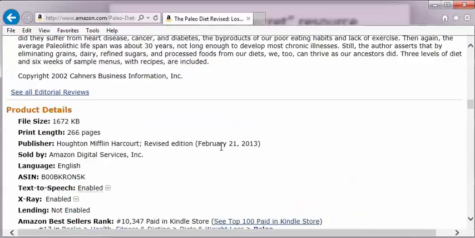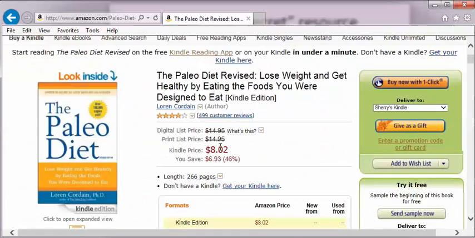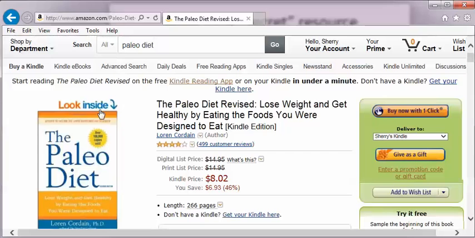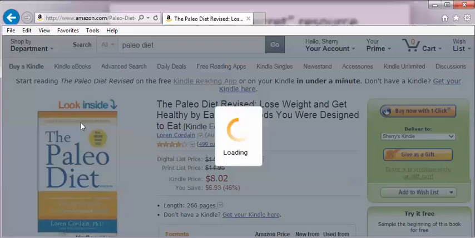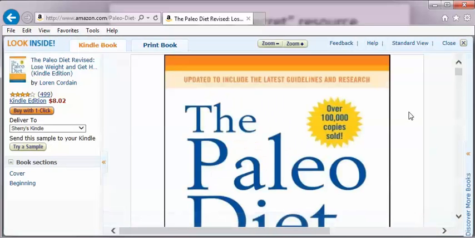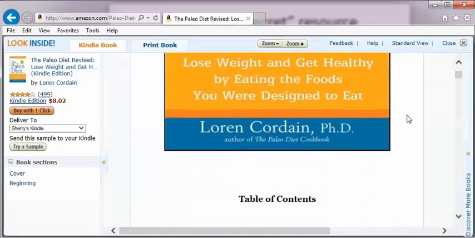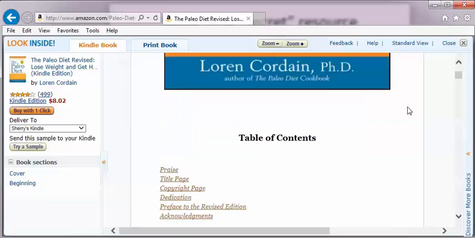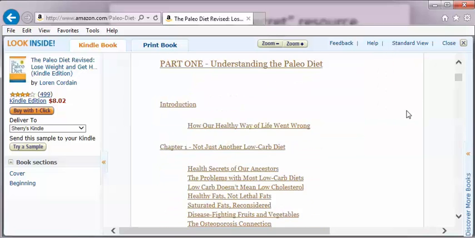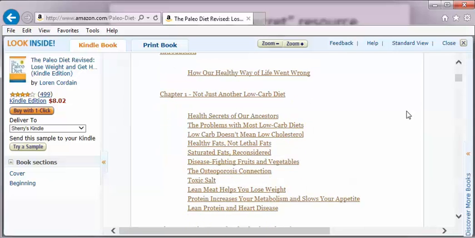The other way of doing it, which is also one of my favorite ways, is to look at the table of contents. For most books on Amazon, you'll see that they have this look inside feature, and if you click on it, it will always give you the preview of a few pages of the book, but always the table of contents, and that's what we want to look at. As we scroll through, we're going to see some interesting topics here, right? For example, this one talks about disease-fighting fruits and vegetables, right? So it's talking about how paleo is not just another low-carb diet, and it talks about disease-fighting fruits and vegetables.